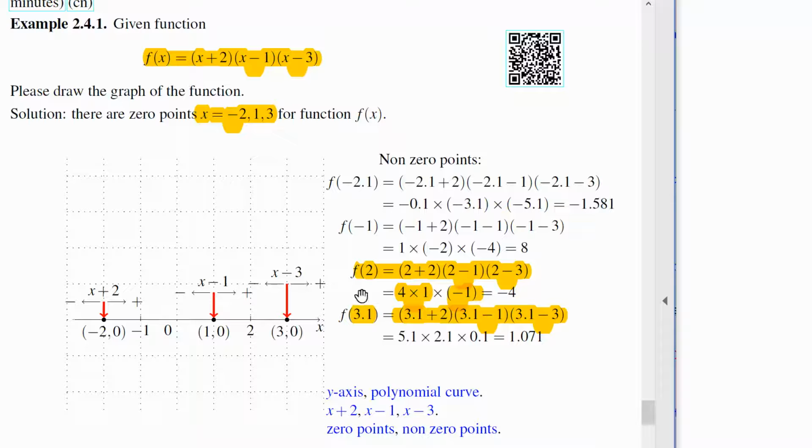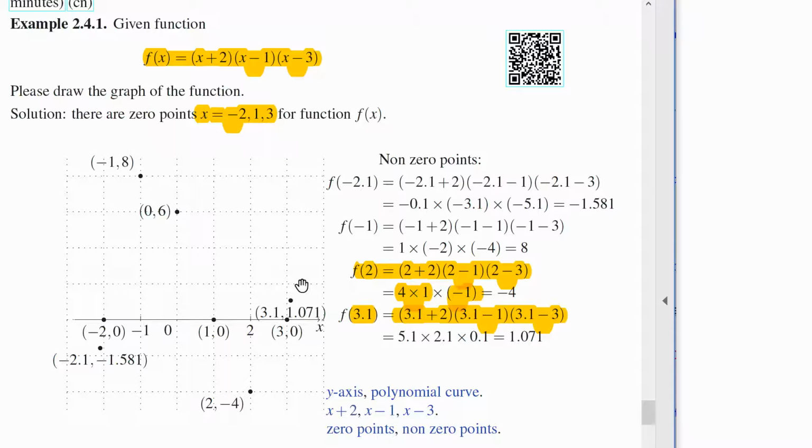So you get 7 points. You may click on here to see the non-zero points. Let me eliminate the zero points. So you have 1, 2, 3, 4 non-zero points.